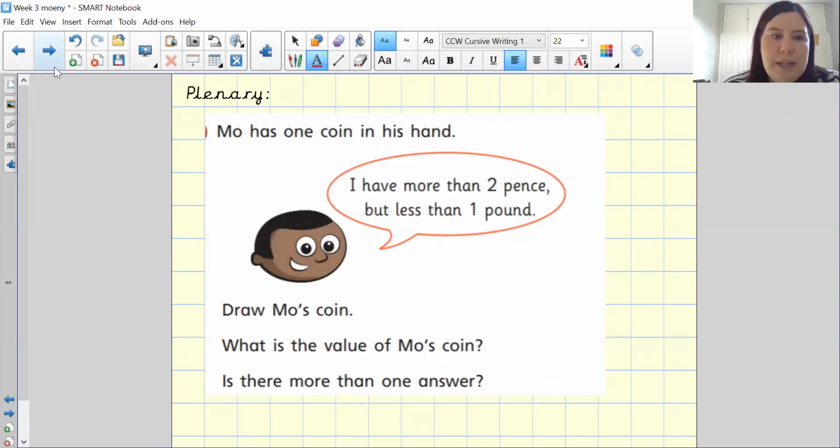Finally, for today, our plenary is Mo has 1 coin in his hand. I have more than 2 pence, but less than £1. Draw Mo's coins. What is the value of Mo's coins? Is there more than one answer?